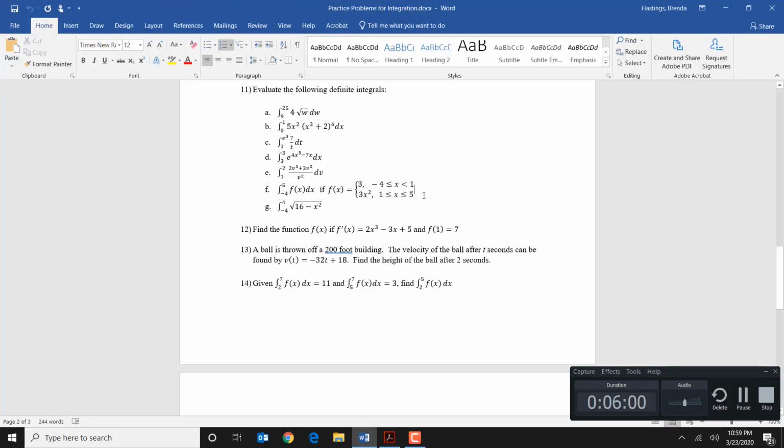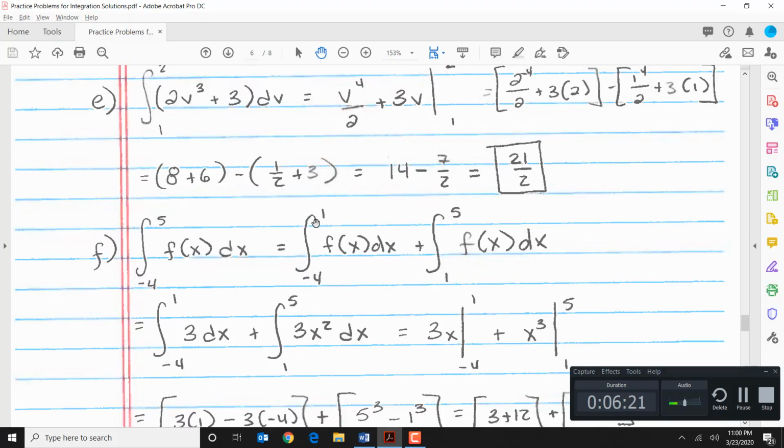For f, here I've got a piecewise function. I'm going from -4 to 5 of f of x dx. So the problem here is I have two functions. I have the function from -4 to 1 and the function from 1 to 5. So I'm going to have to break this up into two different integrals. And that's what I did here.